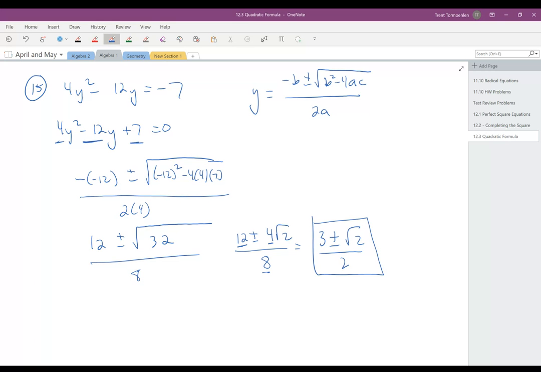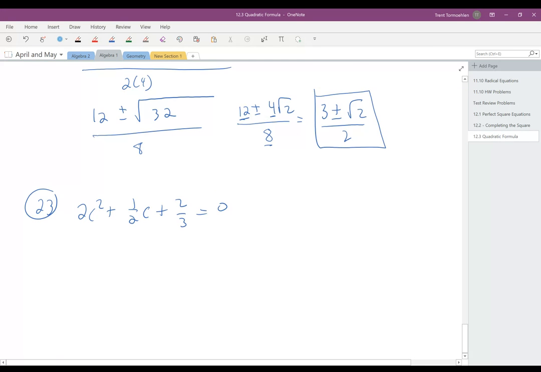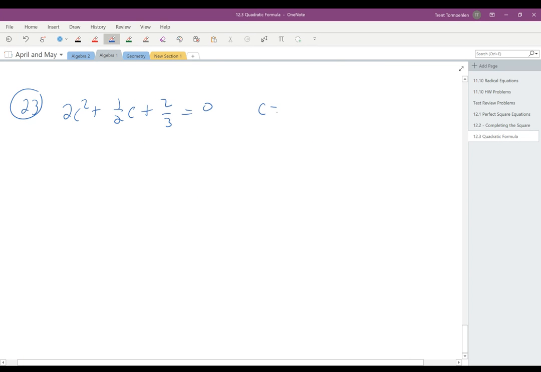And then for number 23, the problem looks like this. You have 2c squared plus 1/2 c plus 2/3 equals 0. So again, we're going to use the quadratic formula. I recommend just continuing to write it down so you can learn it well. Though we're not going to have c, you got to remember that this c is going to be different than the c that's in my quadratic formula. It is going to be negative b plus or minus the square root of b squared minus 4ac all over 2a.